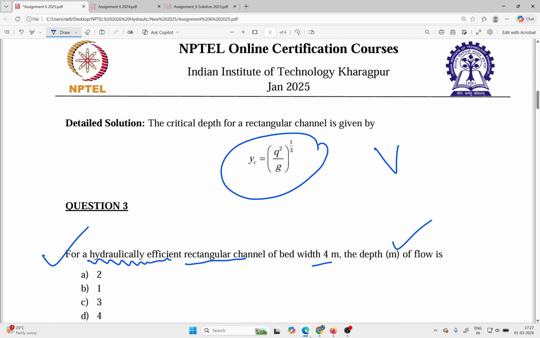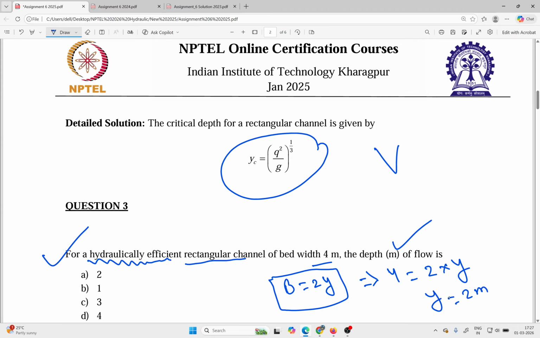Remember always, for a hydraulically efficient channel, your bed width should be 2 times Y, that is the depth of flow. So from here you can very easily calculate: B is 4, and B equals 2 into Y, so Y is 2 meter. This is the condition, and how you derive it, sir has explained very well in the class. I recommend you go through the lecture videos of week number 6. So option A is correct here. Now we'll move on to the next one.